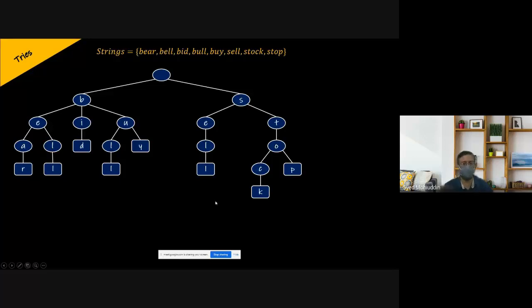Now remember, it's not a binary tree. There may be more than one child. It's not that exactly two children have to be there, or at most two children. It's not a binary tree. A node can have any number of children.